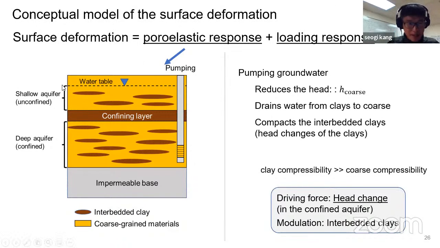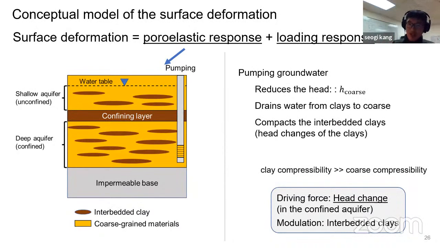Here's a simple conceptual diagram, and we're going to focus on this deep confined aquifer, which is a major source of the ground deformation. If you pump the groundwater, it reduces the groundwater head in the coarse-grained materials, which I'm going to call H coarse. Because of that, there will be a head gradient between the clays and the coarse-grained materials, and this gradient will drain water from the clays to the coarse. This process compacts the interbedded clays due to the head changes in the clays. The compaction happens mostly in the clays because the clay compressibility is much greater than the compressibility of the coarse-grained materials.